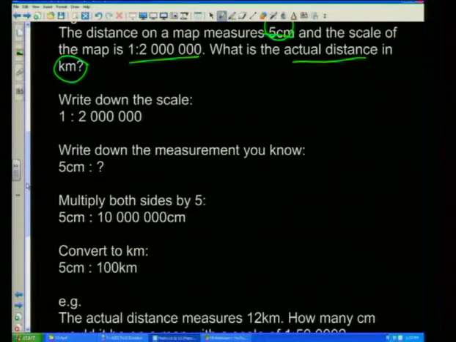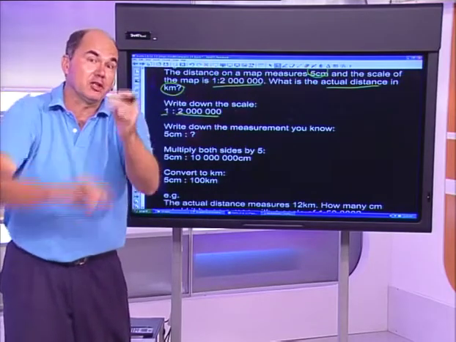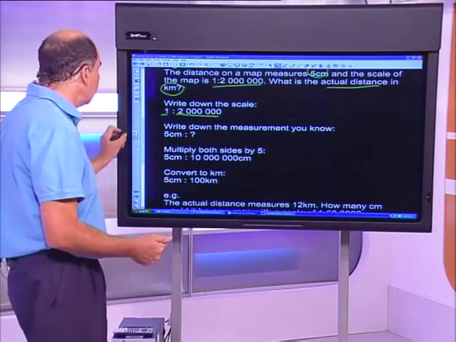sorted as well. So the first thing you do is write down the scale. We've got it. 1 to 2 million. Really big scale. We're looking at that there's a small amount of distance on the map represents a big thing. This is like a global picture, like the shot I showed you just now.